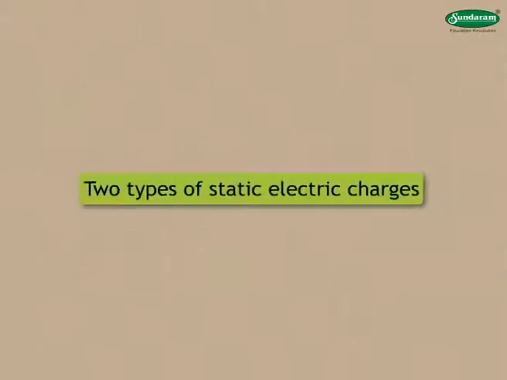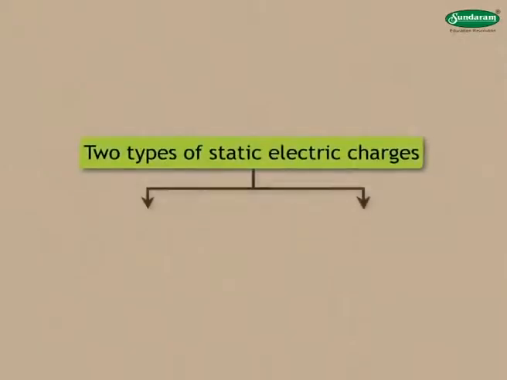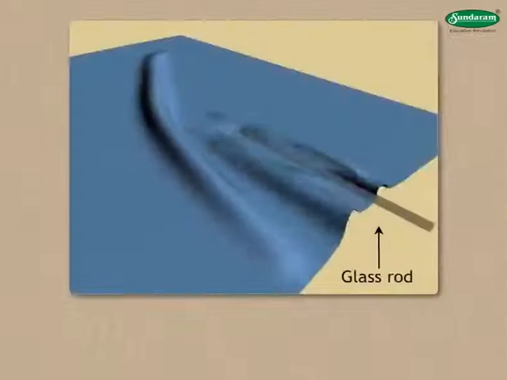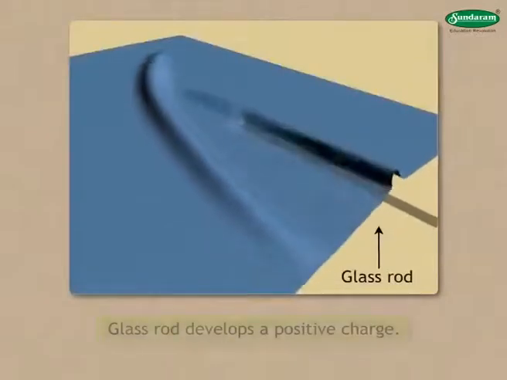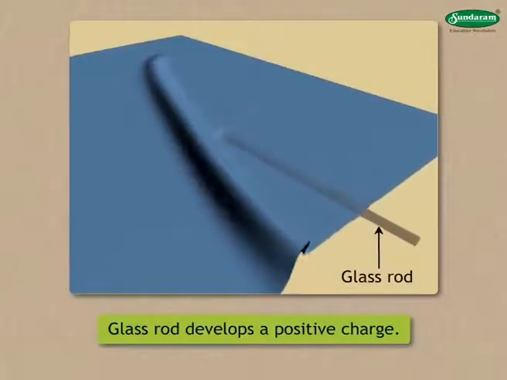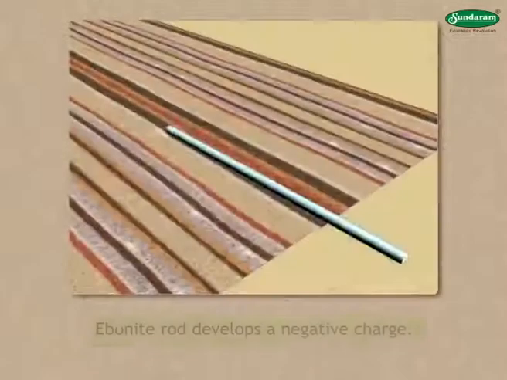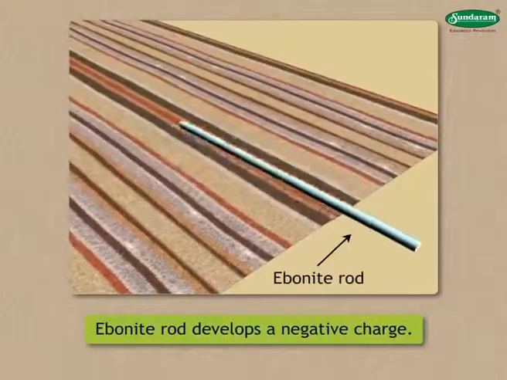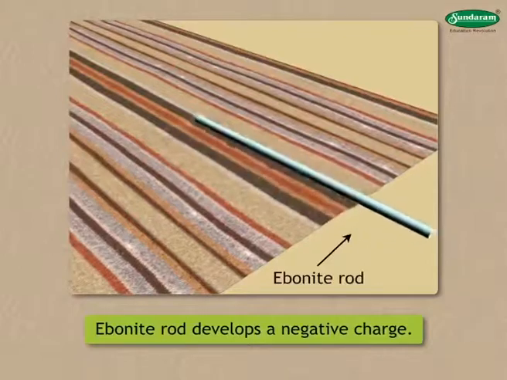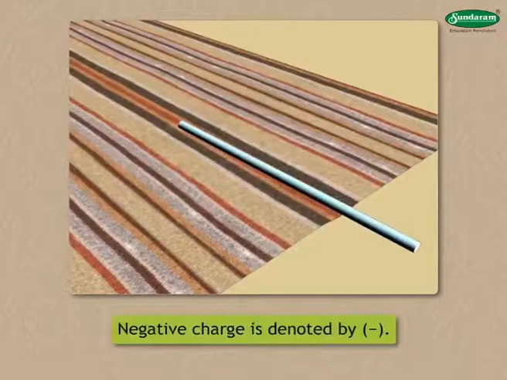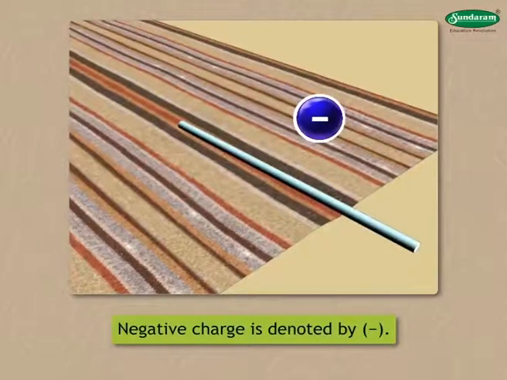There are two types of static electric charges: positive electric charge and negative electric charge. When a glass rod is rubbed on silk cloth, the rod develops a positive charge. A positive charge is denoted by a plus sign. When an ebonite rod is rubbed on woolen cloth, a negative charge develops on the rod. A negative charge is denoted by a minus sign.